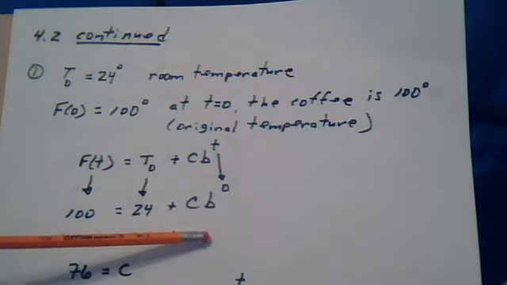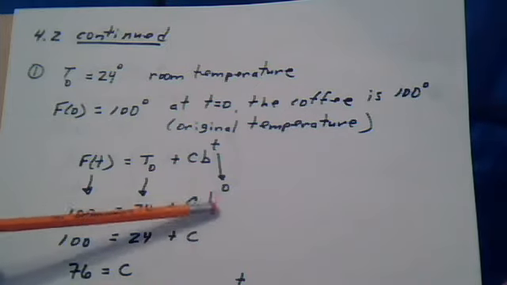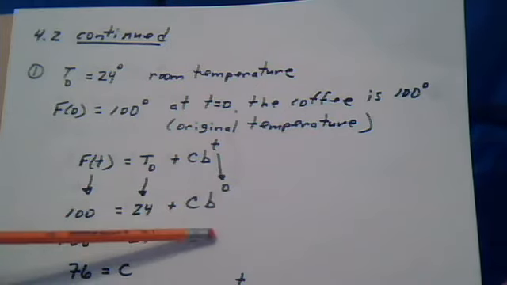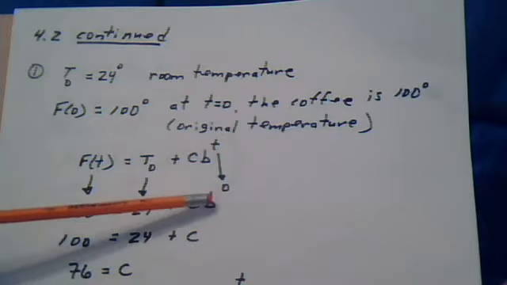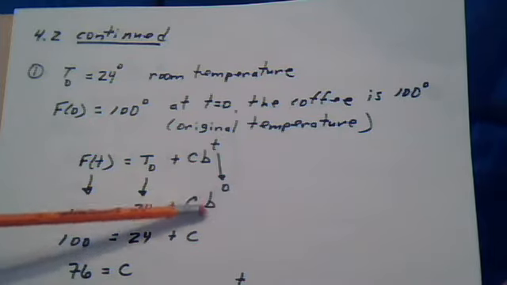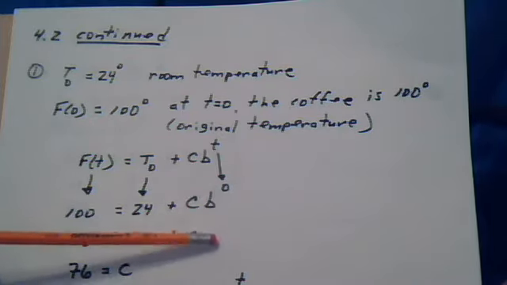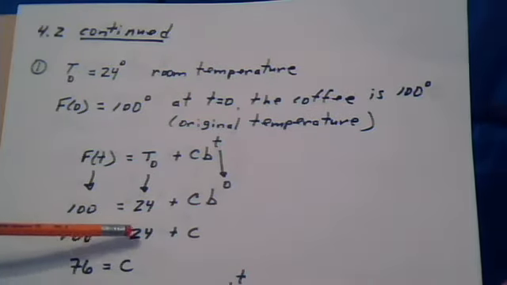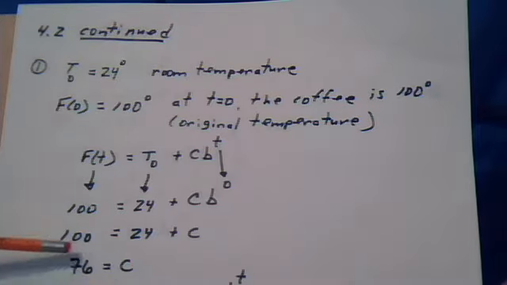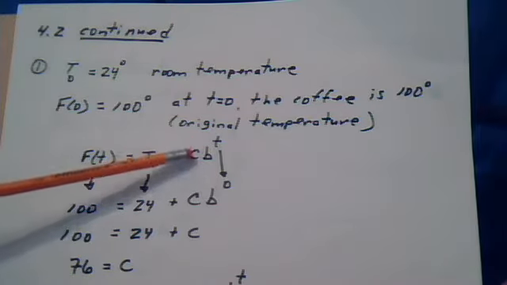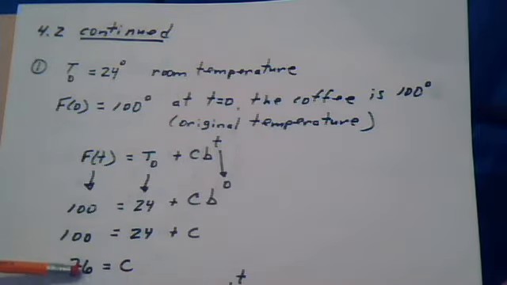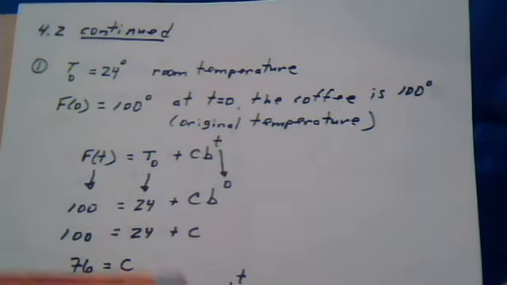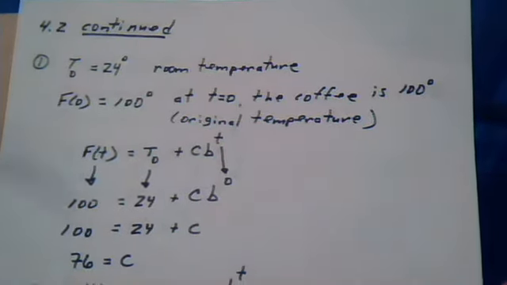Notice the b is not there anymore because b to the 0 is 1, and 1 times c is c. Anything to the 0 is always 1. So this portion becomes a 1. 1 times c is c. So this is what we have. Just move the 24 over to the other side and we know what the c is, and then put it where it goes. This is where the c goes. We found out what the c is, so now we could give it its value. It's 76. We just need to find the b.